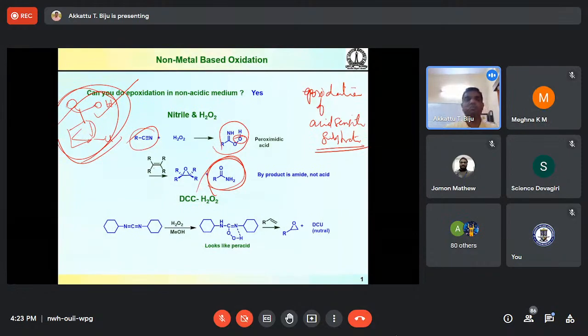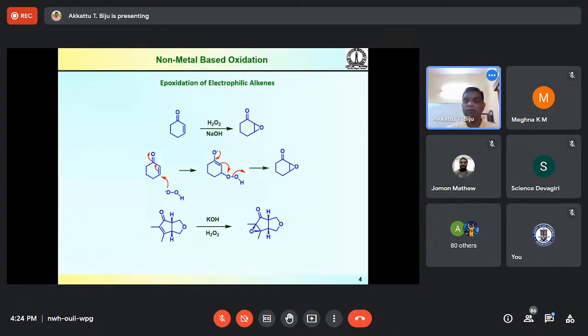And in rare cases, one can also use carbodiimides along with hydrogen peroxide for epoxidation reactions by using this strategy. A sort of peroxide linkage is formed, and this can be transferred to the olefin to form the epoxide. So that is generally the method useful for the epoxidation of electron rich or electron neutral olefin.